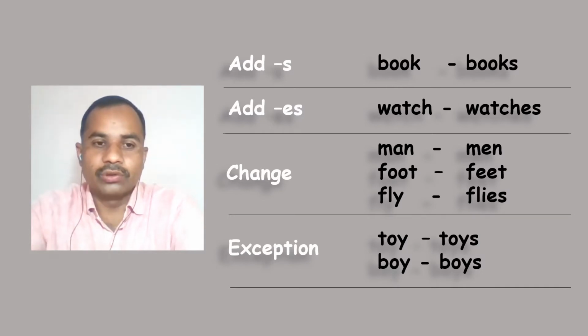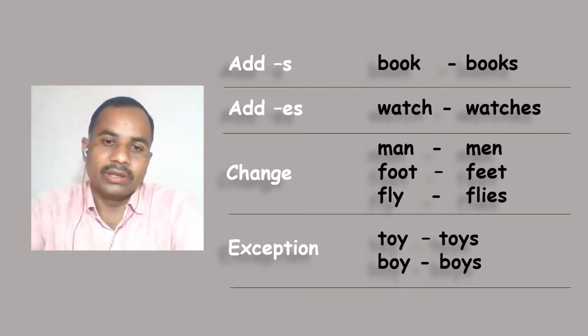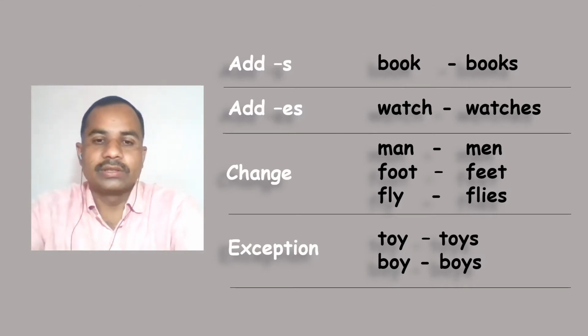So many times we change the vowel while making plural. For example, man, men, foot, feet, fly, flies. Don't confuse this fly as a verb. It's a noun, fly, and it becomes flies. So everywhere we see in men, feet, and flies, we change the vowel. But there are still exceptions.